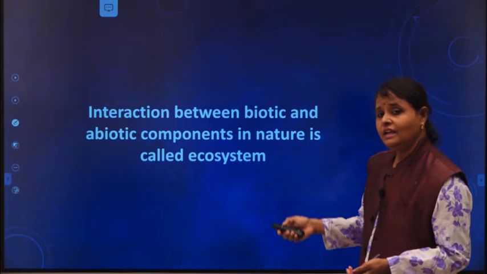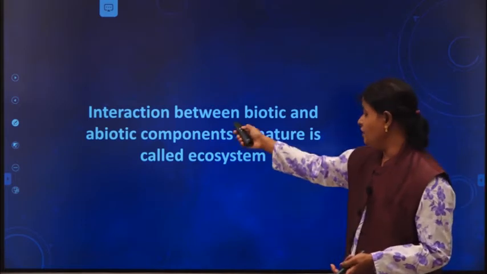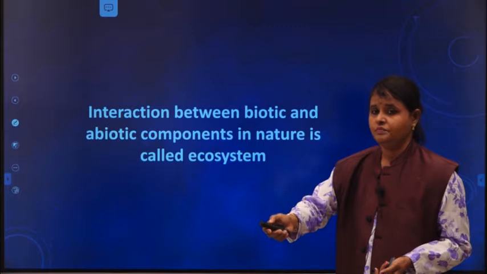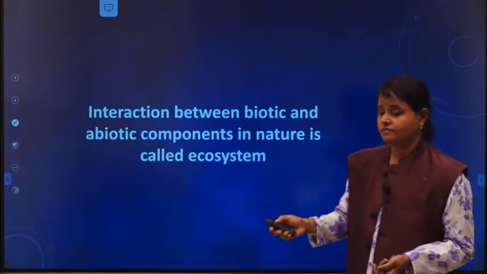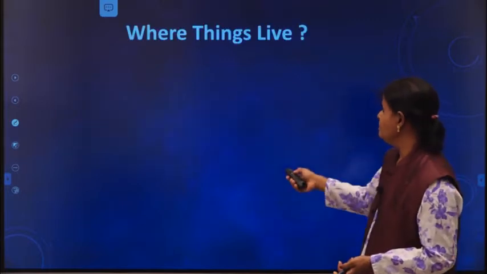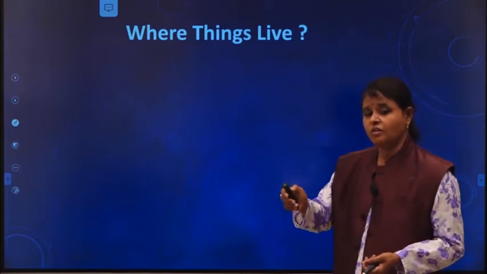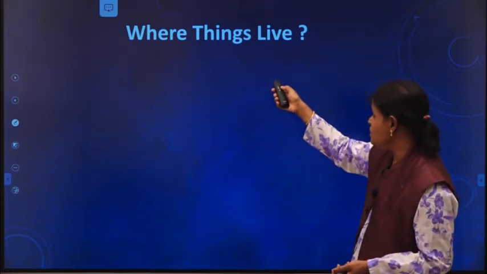See, I told you the definition very clearly. What I told you: the relationship between living and non-living components is an ecosystem. I gave examples also. These are some of the small topics or definitions which you have to study. I will ask you one question.